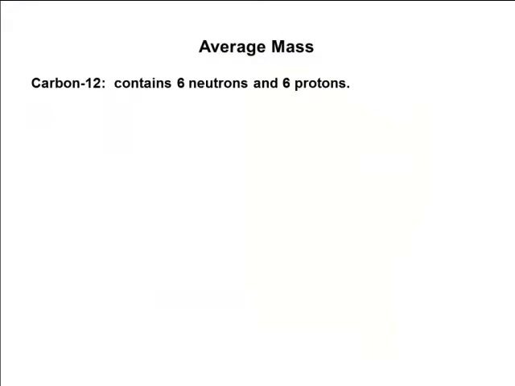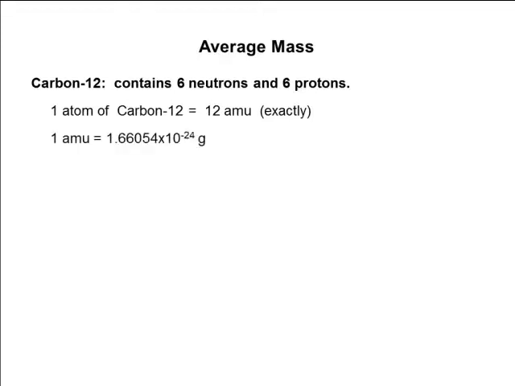If we look at a carbon-12 atom, it contains 6 neutrons and 6 protons. We say one atom of carbon-12 is exactly 12 AMUs, which is atomic mass units. By definition, 1 AMU is equal to 1.66054 times 10 to the negative 24th grams. You don't need to know that conversion. But the importance is that 1 mole of carbon-12 atoms equals exactly 12.00 grams. That's only if we have just the carbon-12 isotope.